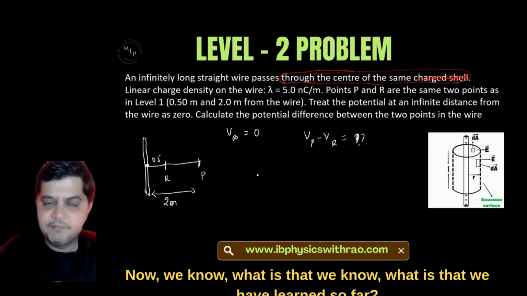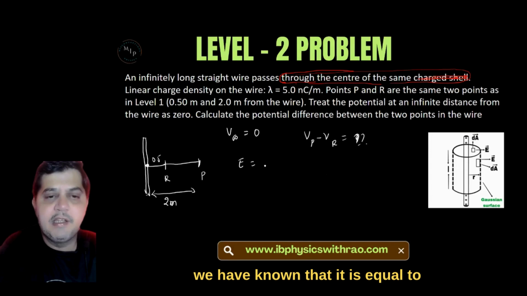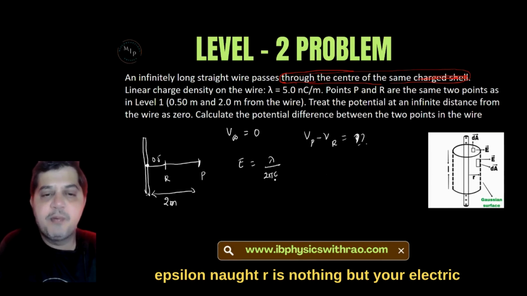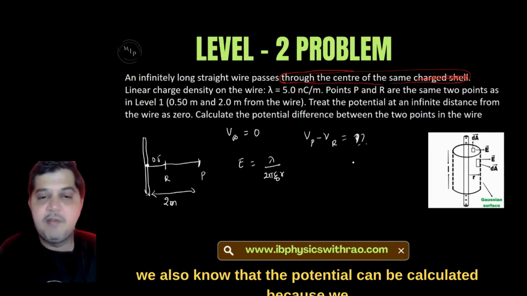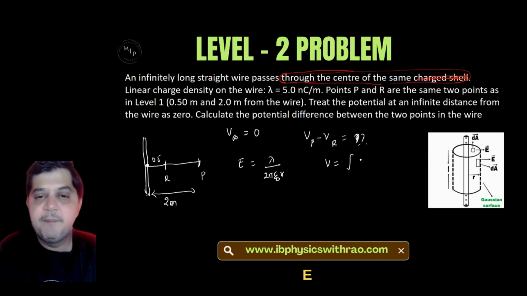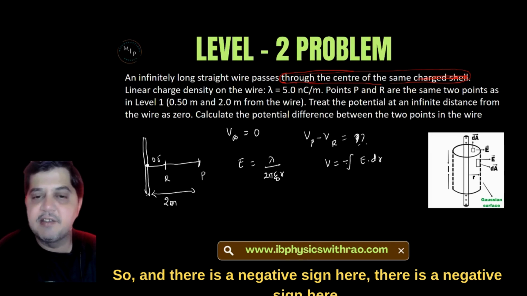Now Vp minus Vr equal to what? We know what we have learned so far. We have learned the electric field at any point. If I take an electric field at this point, it is equal to lambda divided by 2 pi epsilon naught r. This is what we know. We also know that the potential can be calculated using integral of E dot dr, and there is a negative sign here.